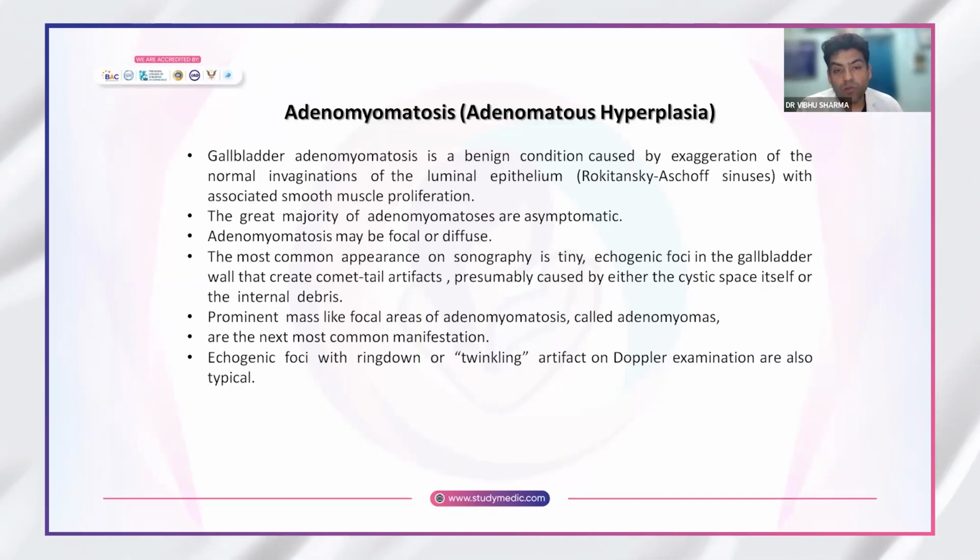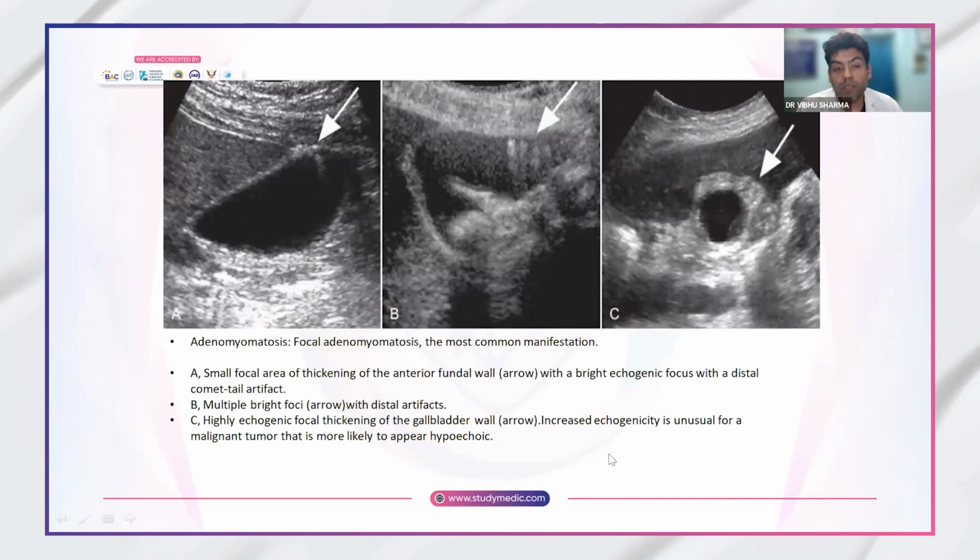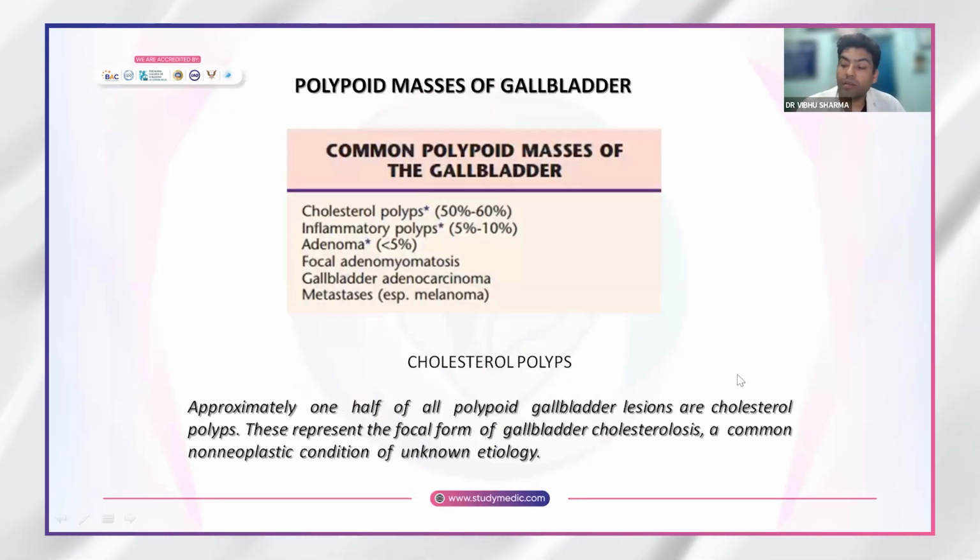So what do we see? We see tiny echogenic foci in the GB wall which create comet-tail artifacts, and prominent mass-like focal areas of adenomyomatosis are called adenomyomas. Echogenic foci with ring-down or twinkling artifact on Doppler examination are typical. So you can see this is an example. You can see comet-tail artifacts behind these echogenic foci. These are cholesterol granules, which are pre-indicators for adenomyomatosis.